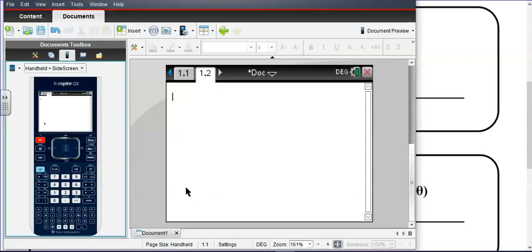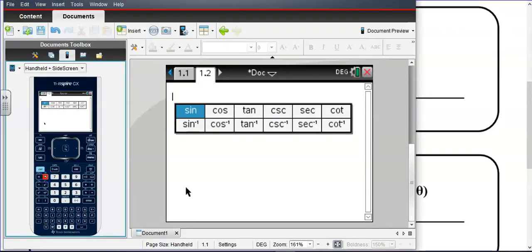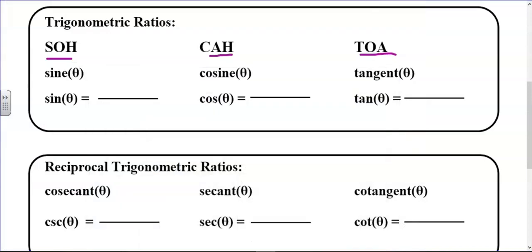So if you go to your calculator and hit the trig button, all of them are there. S stands for sine, C for cosine, T for tangent. Okay, so S is sine, and it means O over H, opposite over hypotenuse. So this is opposite over the hypotenuse.